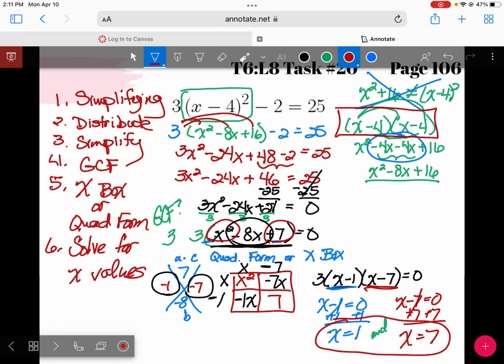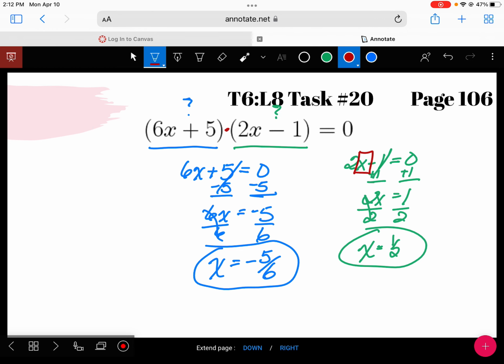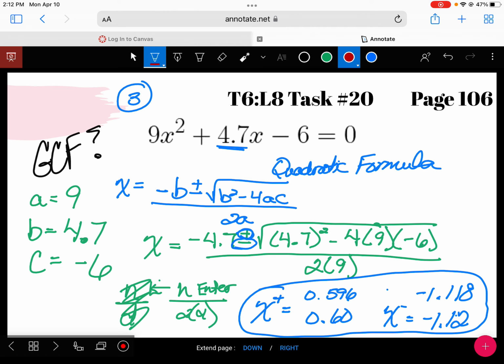All right. So I am recording this. You can go back and look at it later. Again, this was the first problem. Here is the second problem where we had the factors already. And here is the third one where we ended up using the quadratic formula.